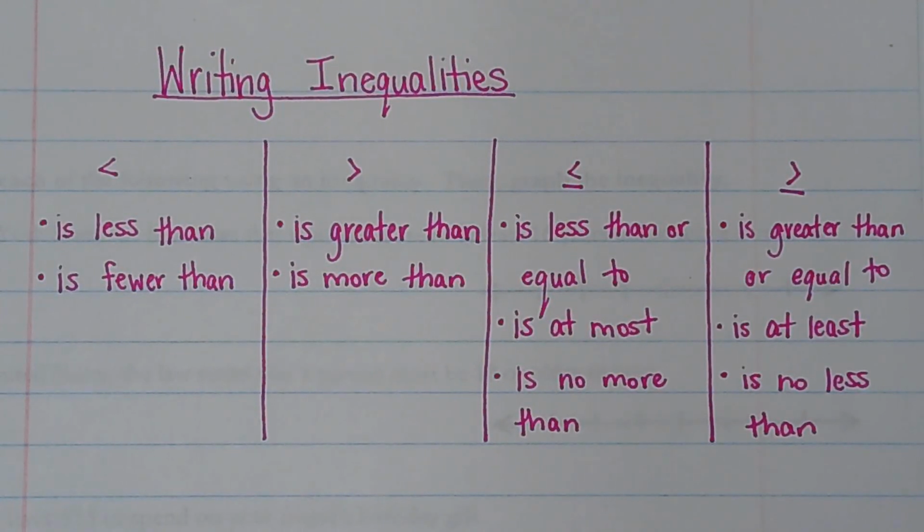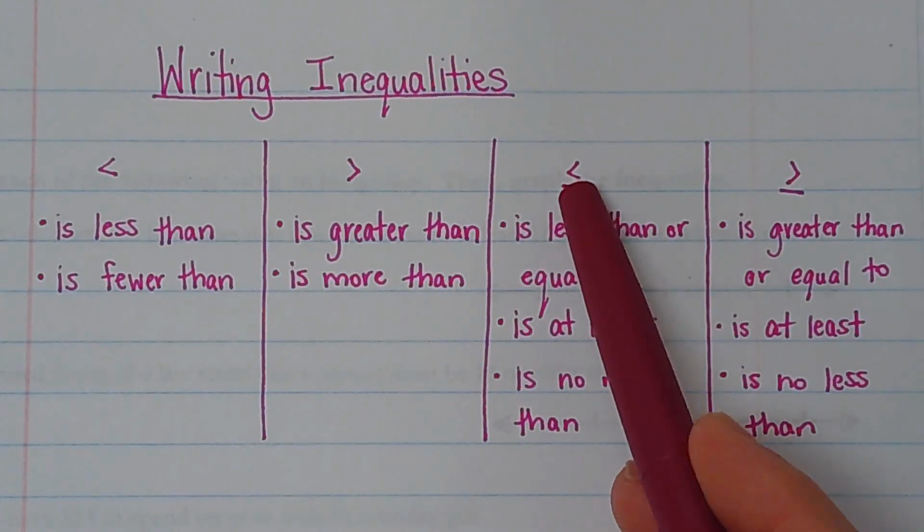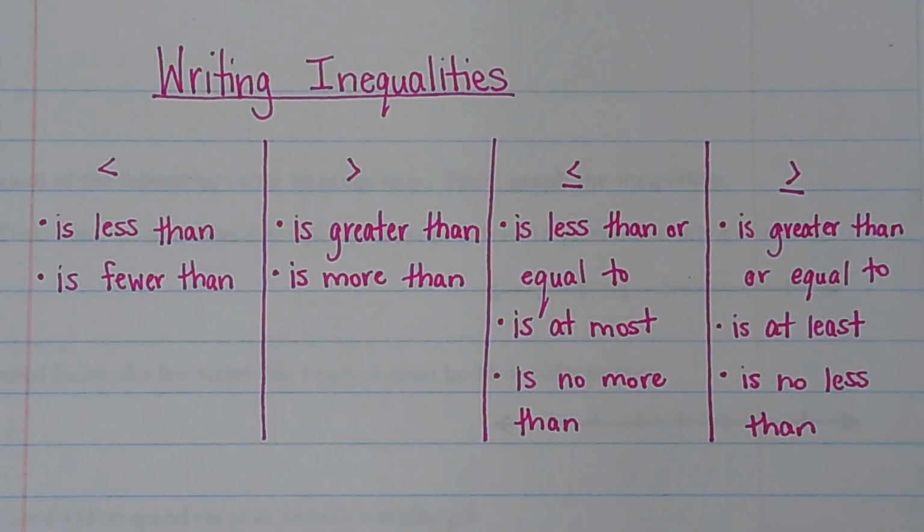Let's say that your mom said you could have at most 5 friends come spend the night at your house. Okay, so if your mom says at most 5 friends, that means the most friends you can have spend the night is 5. You can have 5, 4, 3, 2, 1, but you cannot have more than 5. So you can have equal to 5, but you can't have anything more than that. So that's why it goes with the less than sign, because you can have that or less.